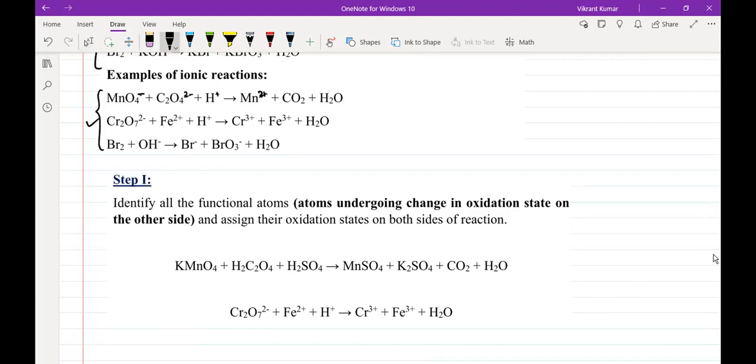Like if you see these things, I'm doing it directly right now. So if you identify, K will be +1, Mn will be +7, O will be -2. If you see Mn on the left side it is in +7 oxidation state, on the right side it is +2 oxidation state. That becomes a functional atom. So Mn is the functional atom.